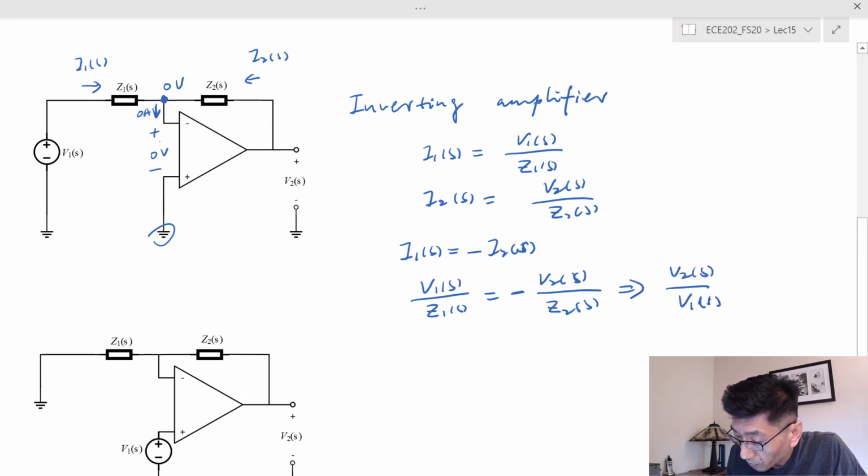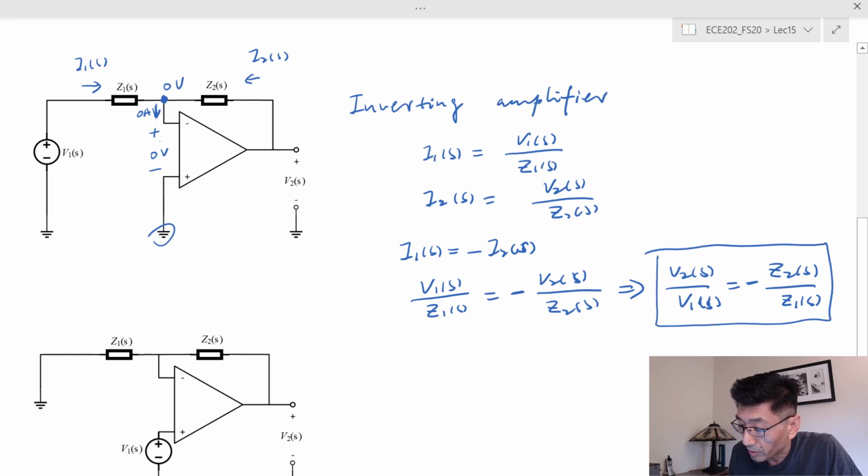V1s. So in this case, I'm going to divide both sides by V1, right? And I need to multiply both sides by Z sub 2. So I got Z sub 2 over Z sub 1s. And don't forget about this negative sign. The reason we call it the inverting amplifier is because we inverted the polarity of the input, right? So we have the negative sign here.